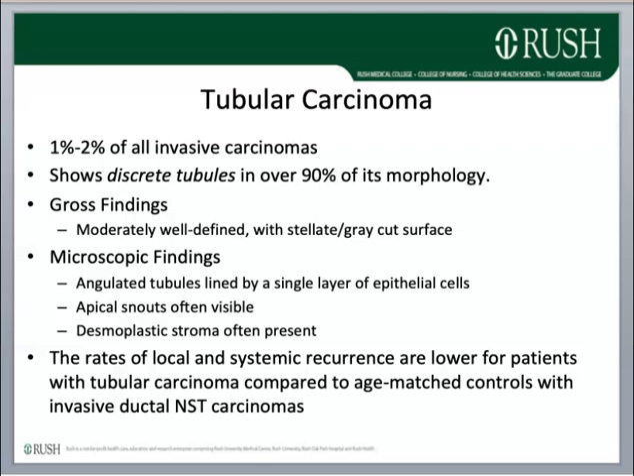Grossly, these are moderately well defined. They do have a microscopic invasive front and a typical stellate gray cut surface, which is common to most breast carcinomas. Microscopically, the key finding is angulated small tubules which are lined by a single layer of neoplastic or malignant epithelial cells. Oftentimes the cells' cytoplasm forms these apical snouts, or little budding on the luminal aspect of the cells, and usually these are associated with a robust desmoplastic fibrous stroma.